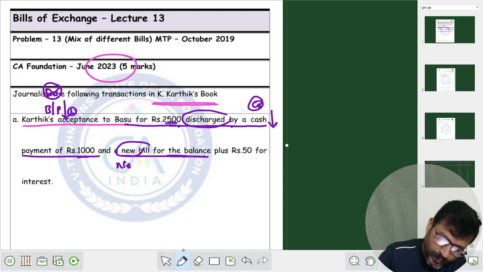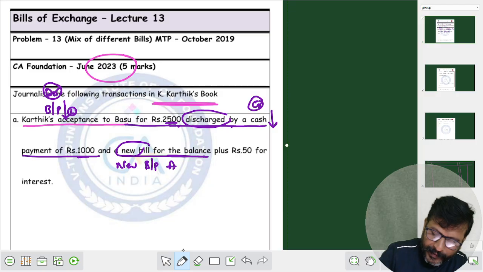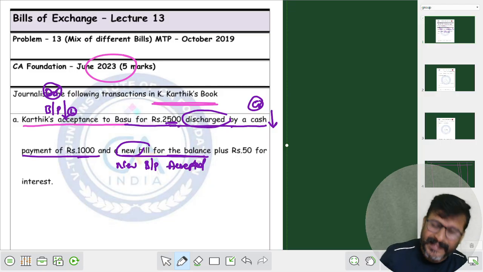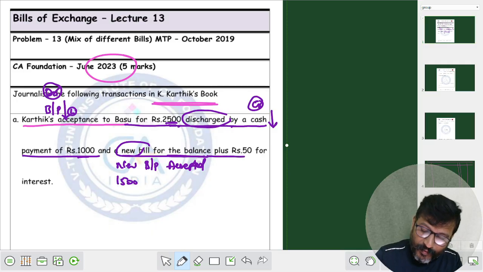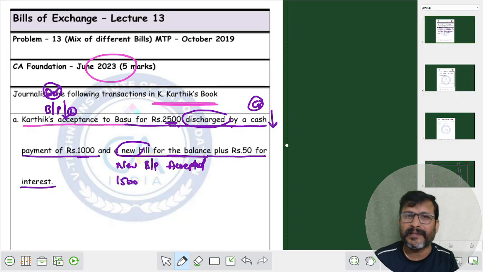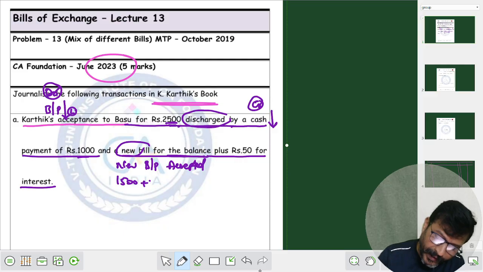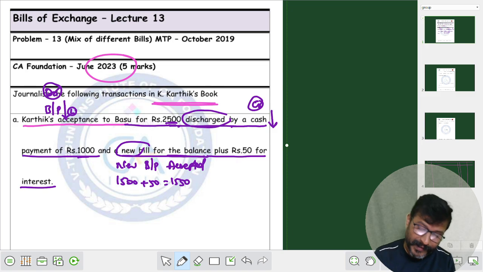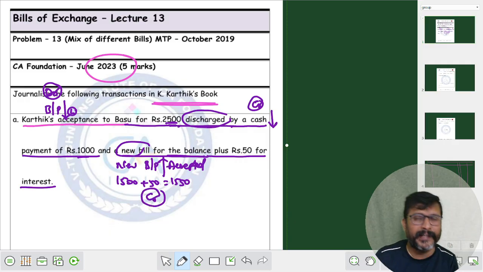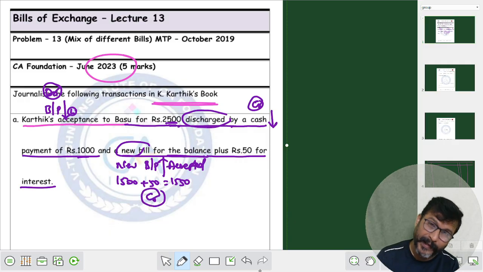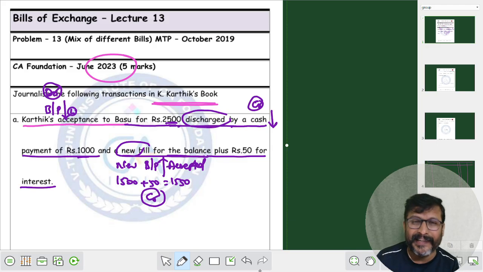New BP accepted. For the balance, balance is how much? 1500 plus 50 rupees interest. Along with 1500 he is paying 50 also. 1550 is a new BP. This new BP increased. When liability increased, it is to be credited. See, BP decreased, debit; liability decreased, debit; asset decreased, credit; new liability increased, credit.